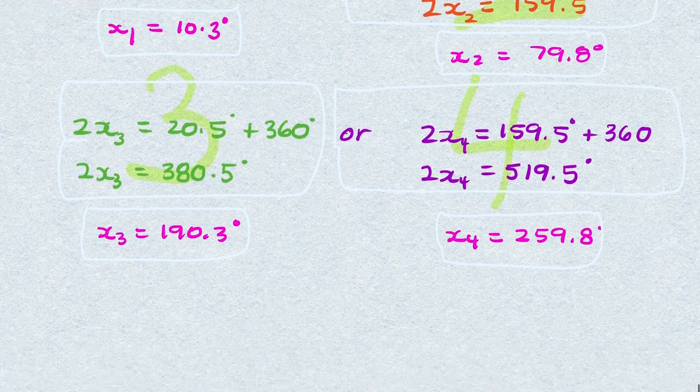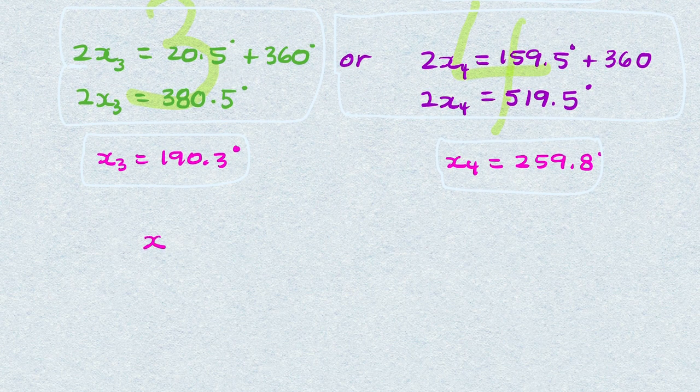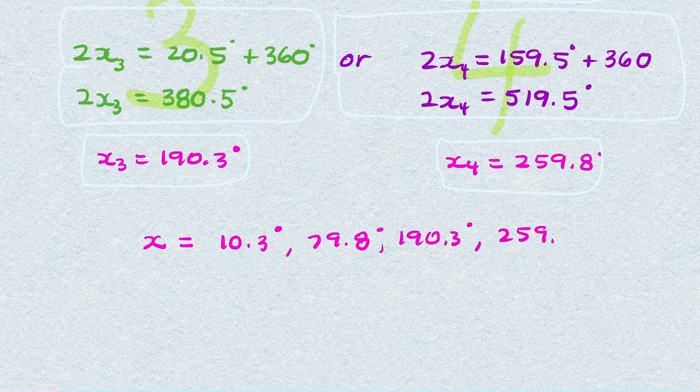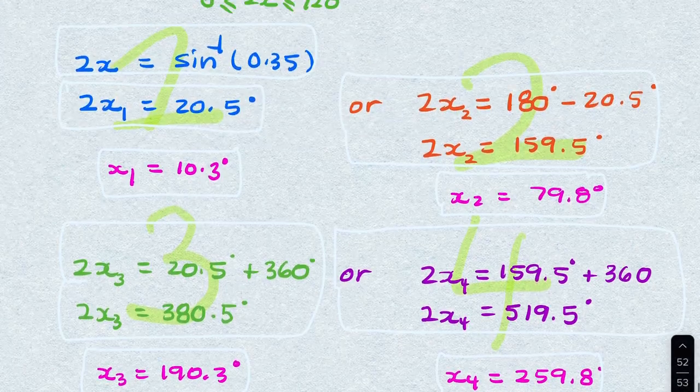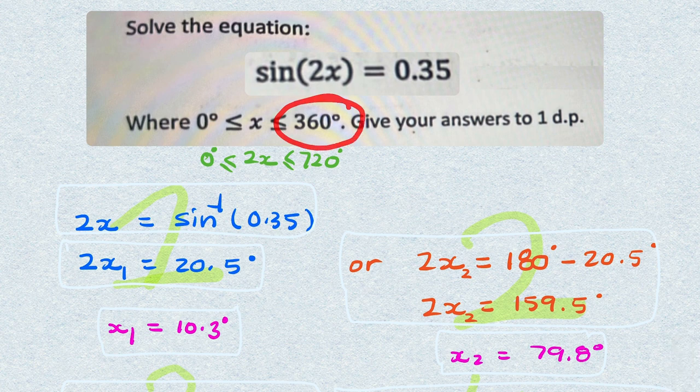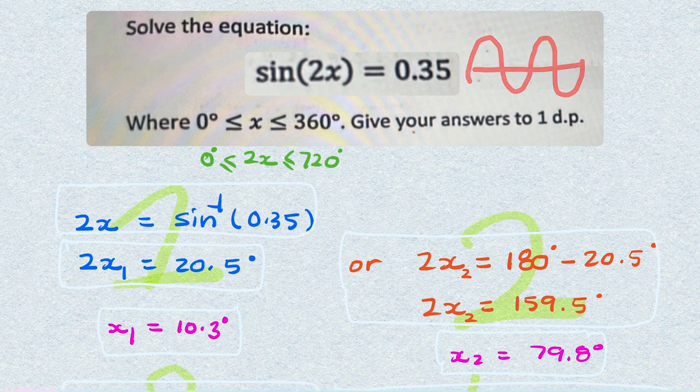You write your solution in the end like this: x equals, and you can give the solutions one by one: 10.3, 79.8, 190.3, and 259.8. So 1, 2, 3, 4 solutions. You should expect 4 solutions because you have a period of 360 and you have sine 2x. So that's 2 complete periods of the sine wave.